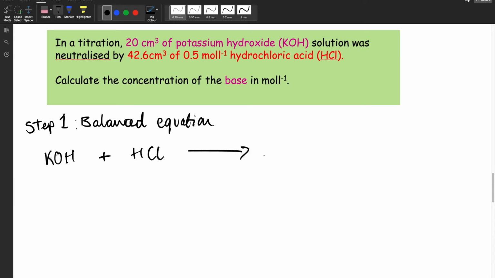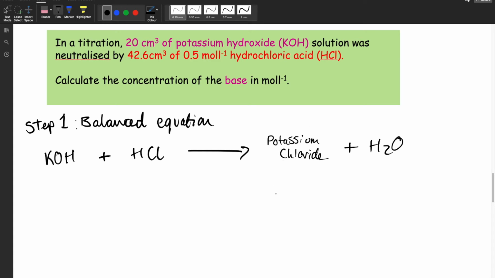They combine together to give us a salt and water. And we know that water is H2O. You should also know that from second year, like I said before, potassium hydroxide and hydrochloric acid, when they combine together, they would give you potassium chloride. Okay, so we know that will give us potassium chloride. Now we've got the name.